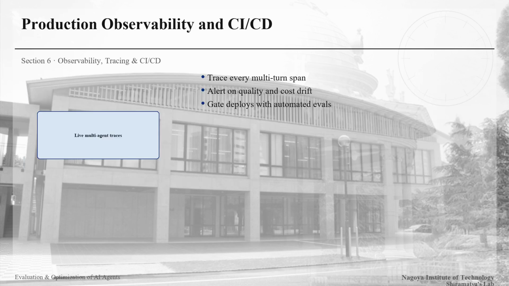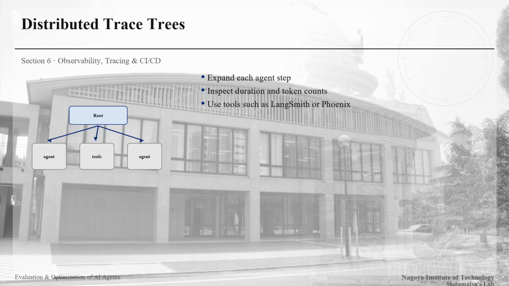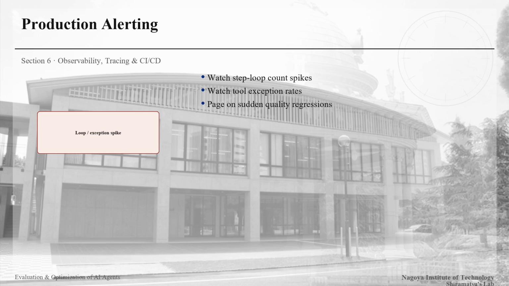Section 6 covers observability, tracing, online evals, and agent CI/CD pipelines. OpenTelemetry standardizes spans, events, inputs, and outputs across every node execution. Trace trees show step duration and token counts across platforms such as LangSmith, Phoenix, or Arize. Production alerts fire on sudden spikes in loop counts or tool exception rates.